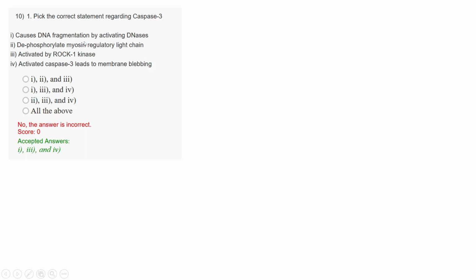Now, this question: pick the correct statement regarding caspase-3. What is caspase-3's role? It causes DNA fragmentation by activating DNase. This is correct. Caspase-3 leads to DNA fragmentation. Dephosphorylate myosin regulatory light chain. Is this correct? Does caspase-3 lead to dephosphorylation of myosin regulatory light chain?